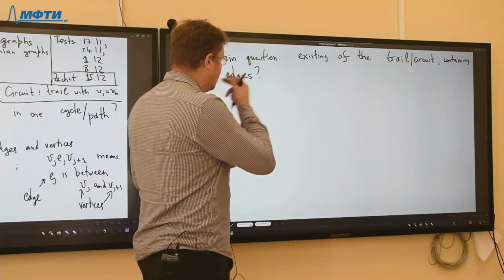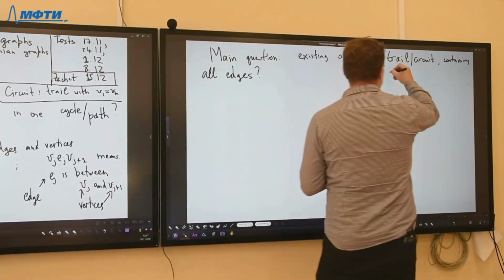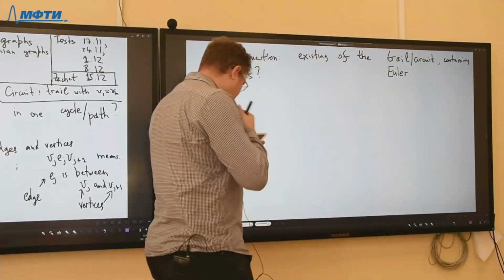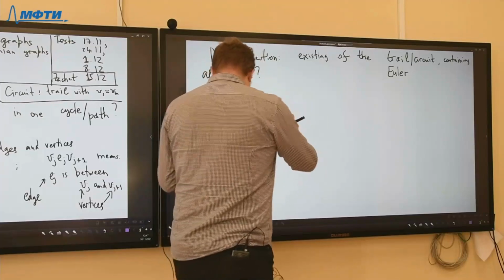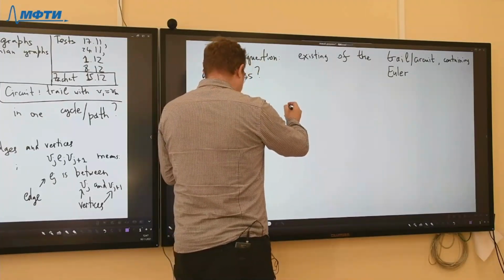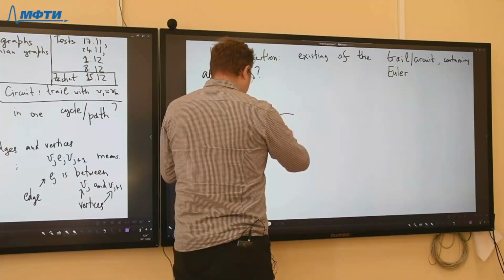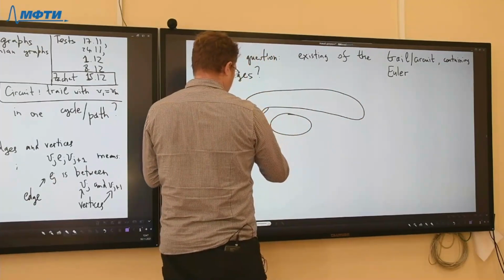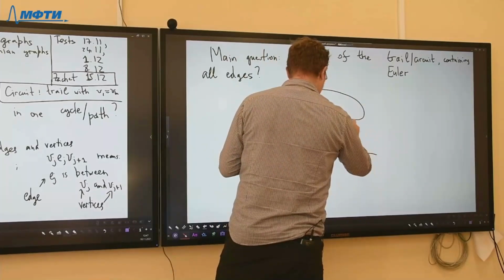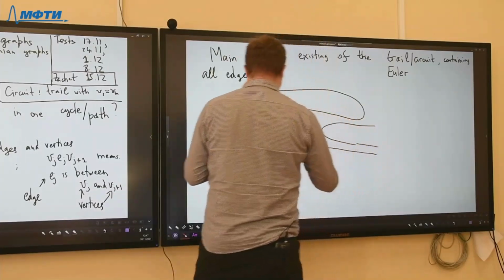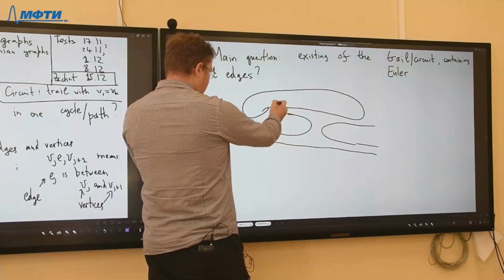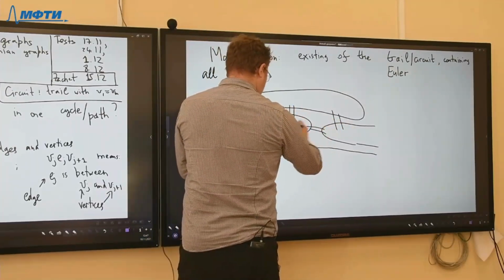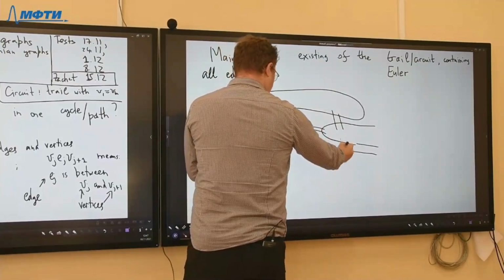So it's called Euler trail or Euler circuit because Euler was asked about the questions of the bridges in Königsberg. Let me draw a picture. So in Königsberg there were like 7 bridges. Here, here, here, here, here, and here.